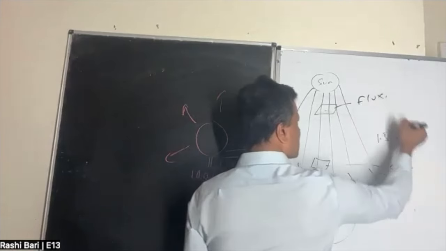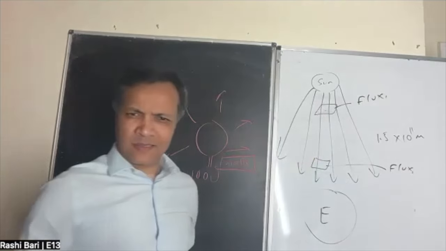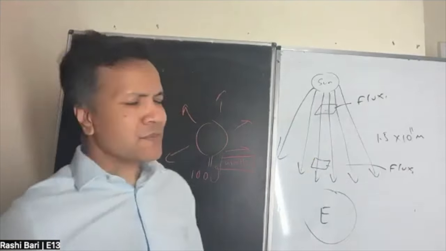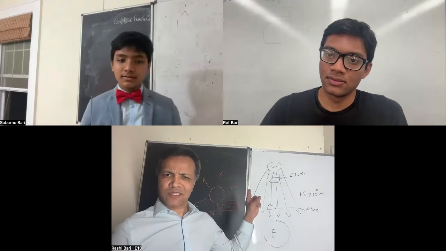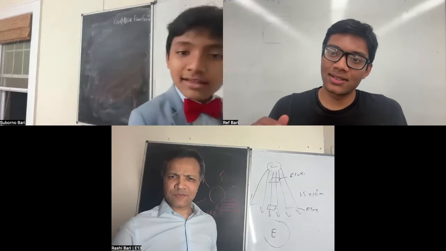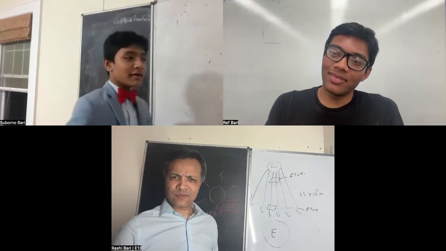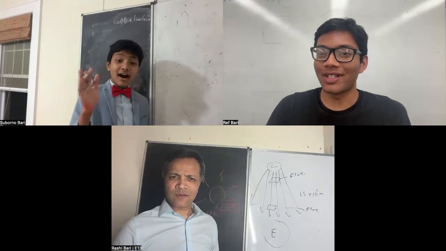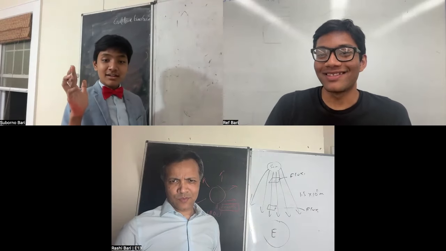Which flux is going to measure more? The one close to the sun. Of course. That flux is going to measure more brightness than this flux. Why is that? Wait, let me put it this way. Spread out isotropically.